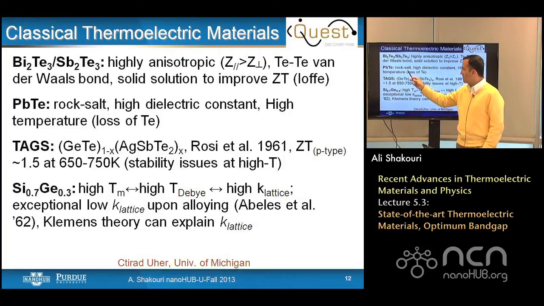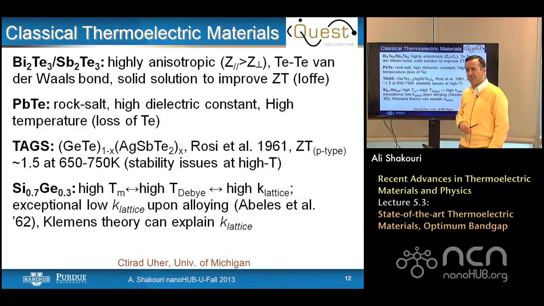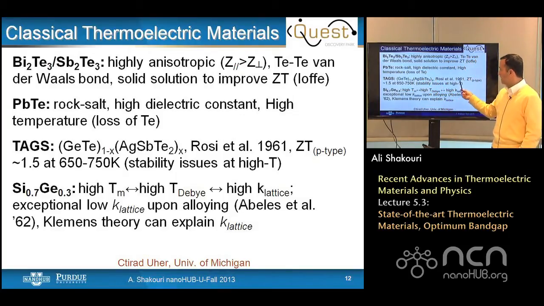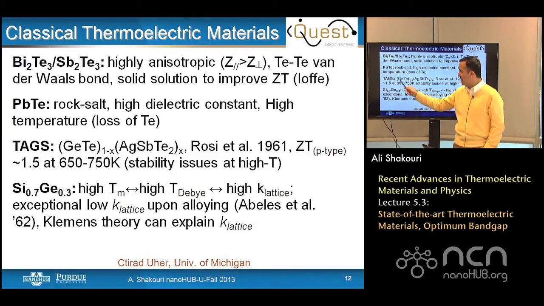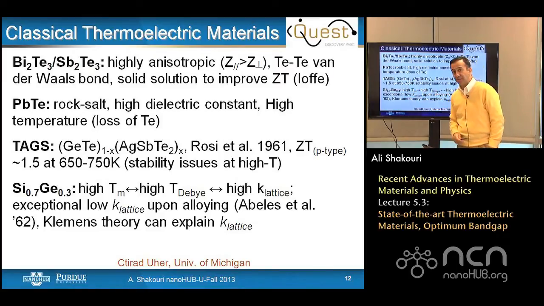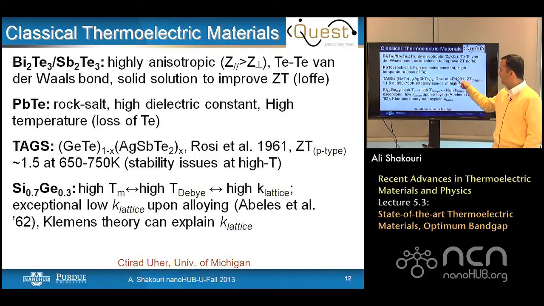Lead telluride is rock salt and has a high dielectric constant. At high temperatures, there are issues with the loss of tellurium. A variant of lead telluride was discovered by Rossi et al. in 1961. It's called TAGS, which stands for tellurium, antimony, germanium, and silver. The ZT of the p-type at this temperature range could be as high as 1.5, but there are some significant stability issues. That's the reason it is not as widely used.